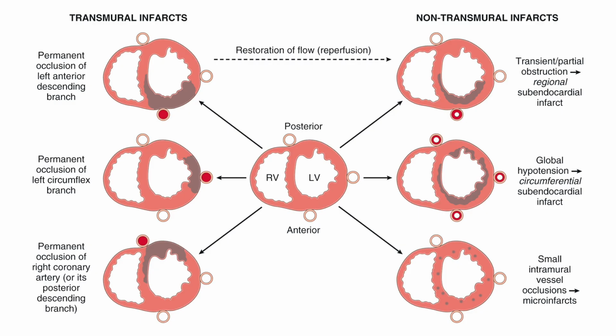So here's just a diagram reminding you that when you have an acute total occlusion of one of these coronary arteries, you're going to get transmural infarction, versus if you have a partial occlusion, you're still going to have ischemia, and that can lead to subendocardial infarction, but it's not going to be full thickness.